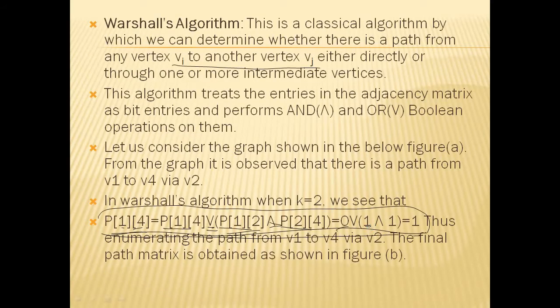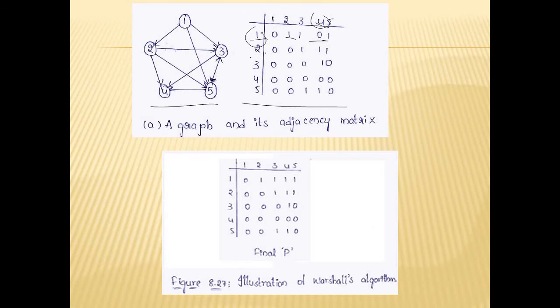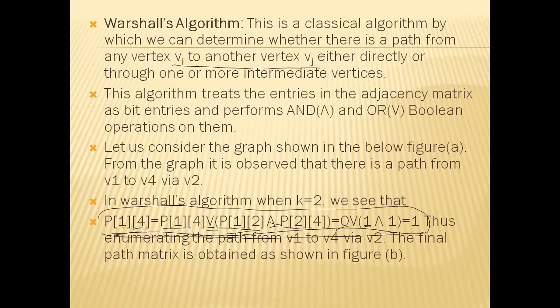And P of 2 4. So for 2 4, the value is 1. We'll place the value here. So 0 or 1 and 1. 1 and 1 gives 1. 0 or 1 means 1 we will take. It means there is a path to travel from vertex 1 to vertex 4 in an indirect way. Okay. So 1 to 4 means through 1 to 2, then 2 to 4 we can travel. So we found that one.